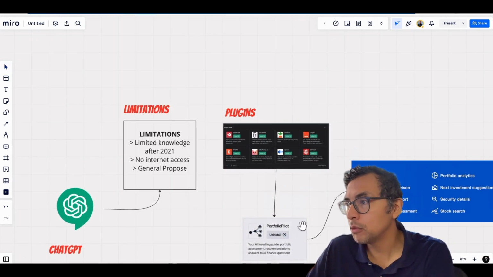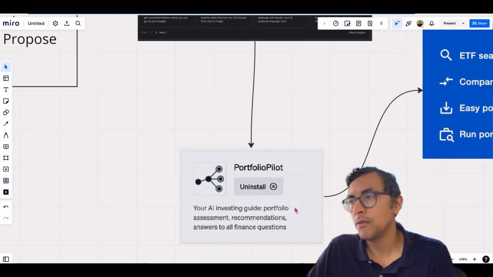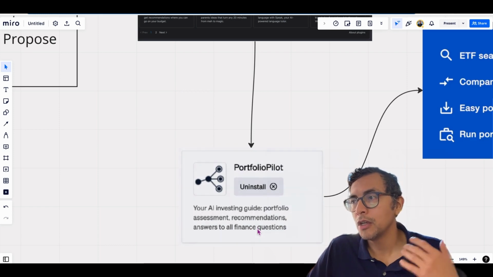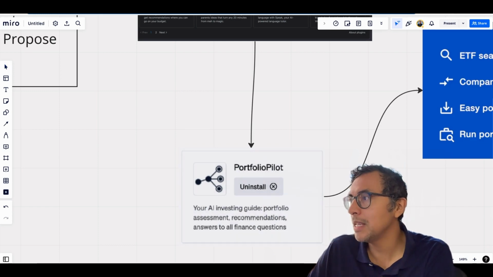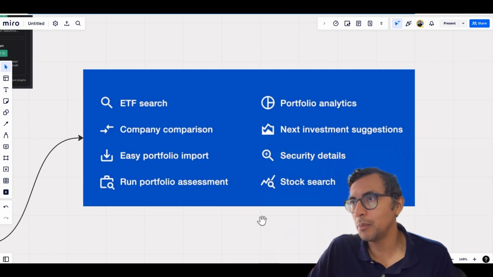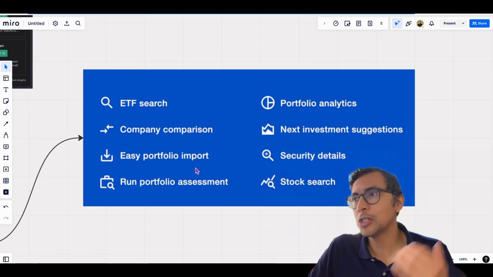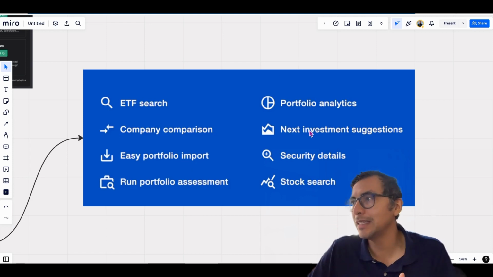A plugin that was recently launched, I think this just came out this week, is called Portfolio Pilot. Your AI investment guide, portfolio assessment, recommendations, and questions pertaining to finance inquiries. So this, of course, is something interesting to me. Here's what they have listed in terms of what this plugin is supposed to do: help with ETF search, compare different companies, import attributes of a particular portfolio, do an assessment, do analytics, do some security analysis, do some stock research. So this is all very, very cool.